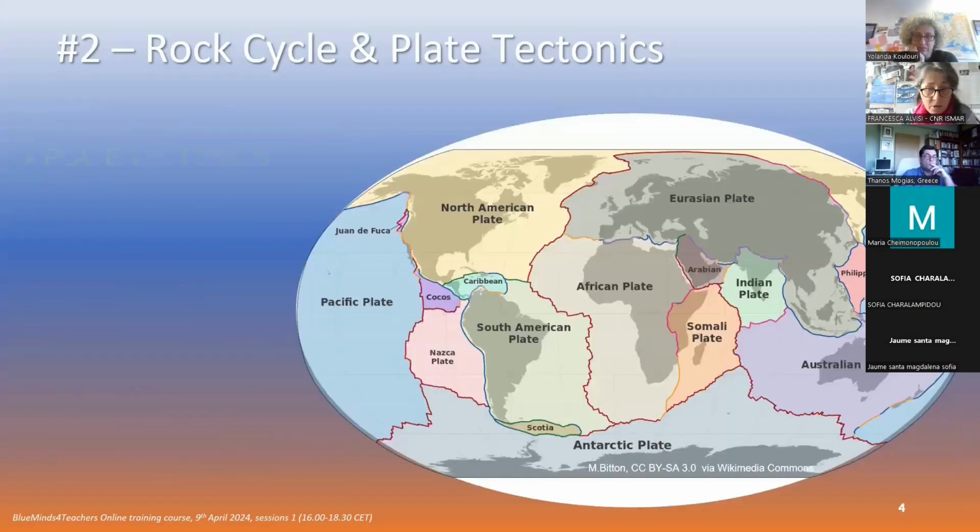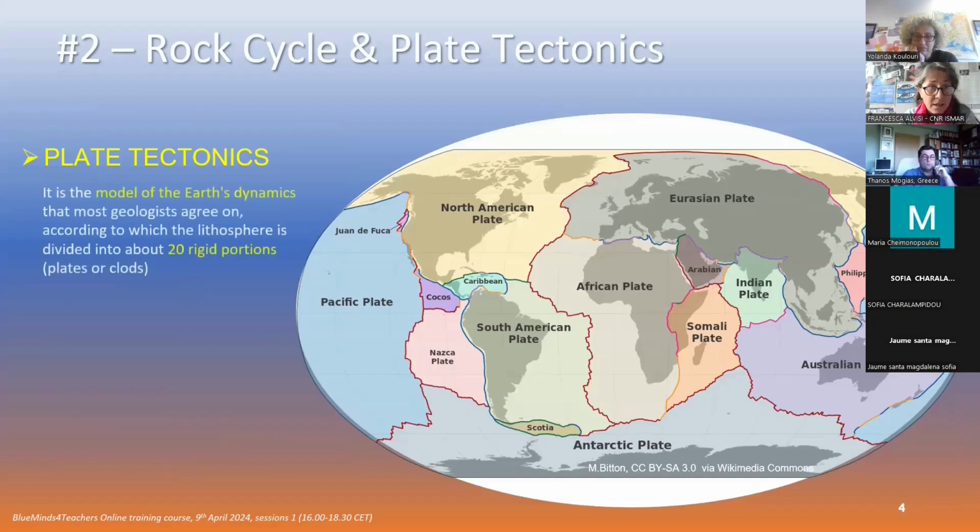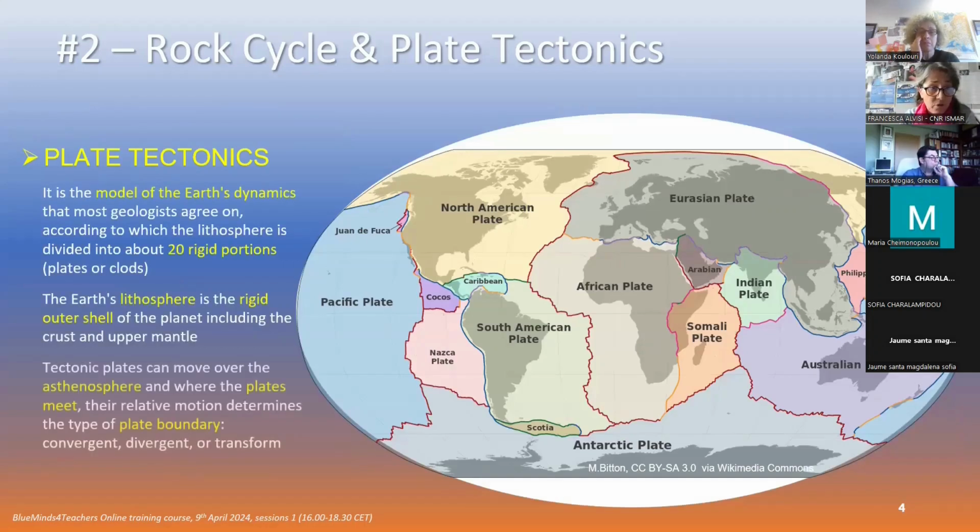And so again, we are talking about plate tectonics, and as I was saying before, plate tectonics is a model of the Earth's dynamics. But since it is a model, it's just something that we agree upon, what we know until now, so maybe we can change some ideas in the future. The lithosphere is divided into about 20 rigid portions that are named plates. The Earth's lithosphere is the rigid outer shell of our planet, including the crust and the upper mantle.